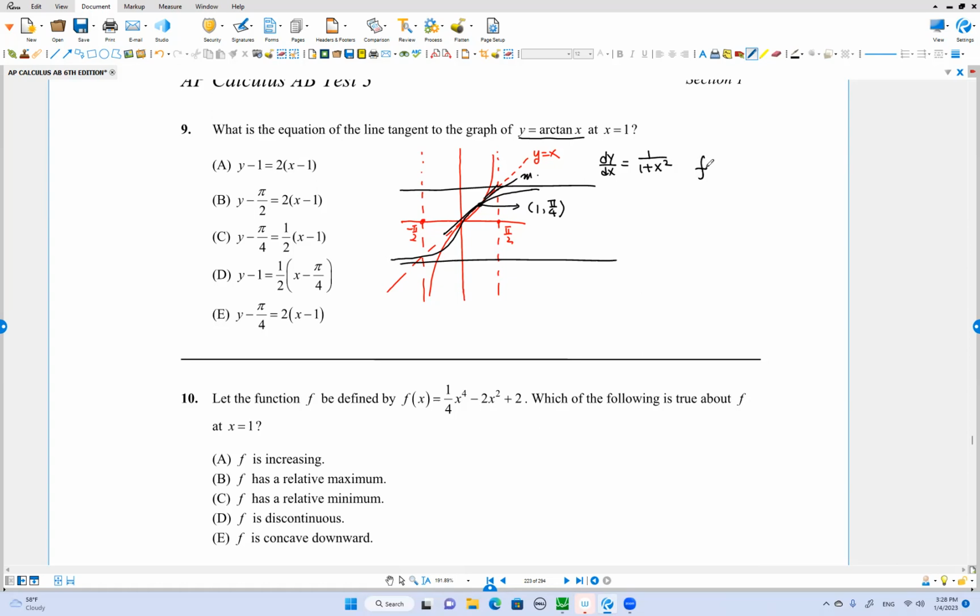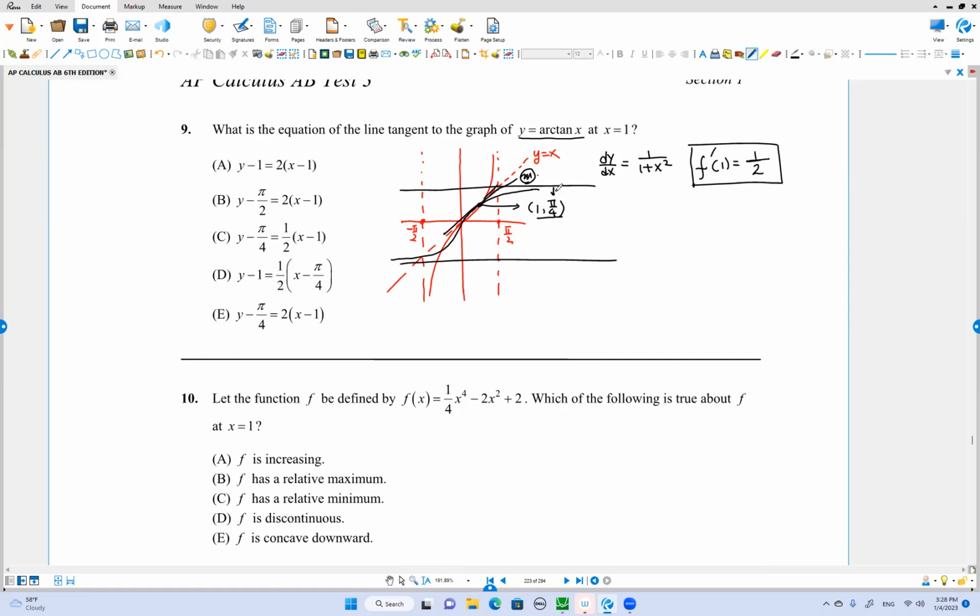All right, so f prime, when x equals 1, the slope is 1 over 1 plus 1 squared, which is 1/2, right? The slope of this tangent line is 1/2. And we need a point when x is 1, because to find the equation of a tangent line, we need a slope and a point. We got the slope already, and we need a point over here, 1 and pi over 4.